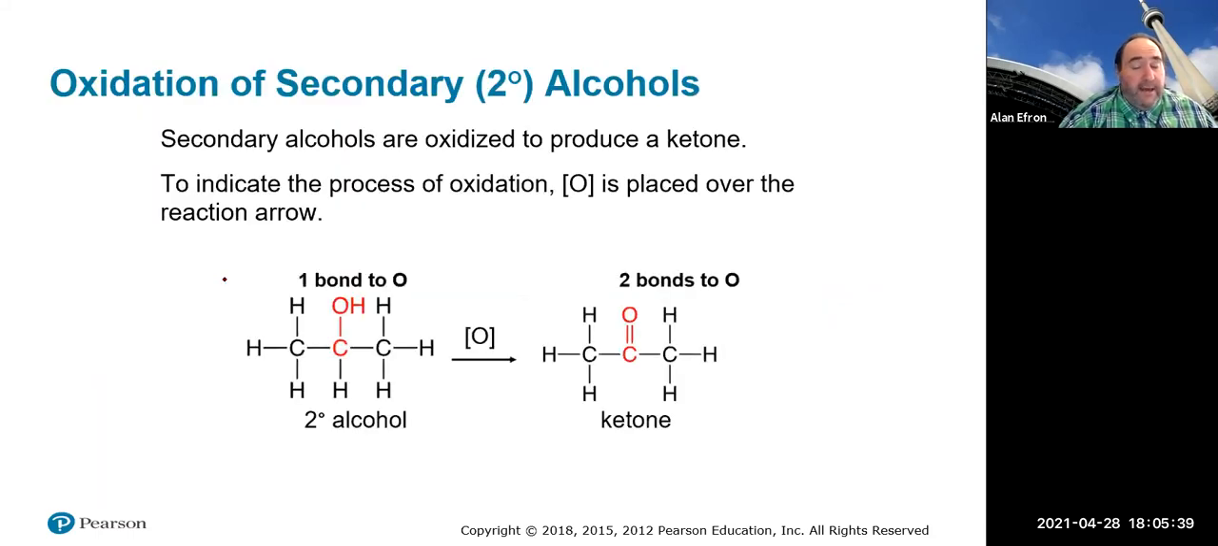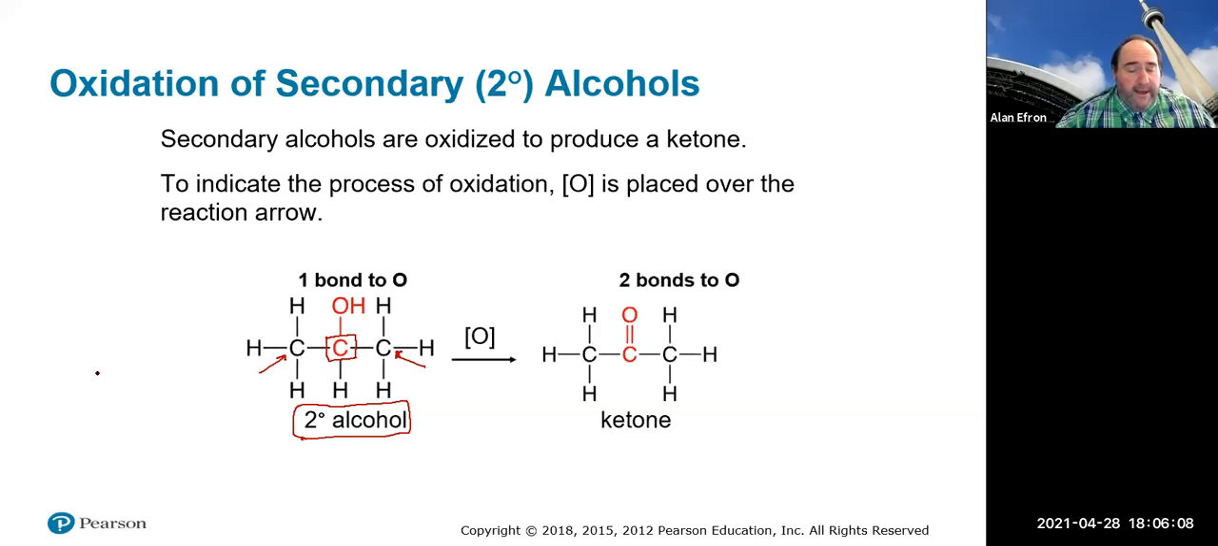So let's talk about what happens with a secondary alcohol. Secondary alcohols such as this guy will also go through an oxidation. It is the same deal. If we look at this carbon that has the OH group attached, it has one carbon there and two carbons there, and that's why this is a secondary alcohol. It's attached to two carbons.